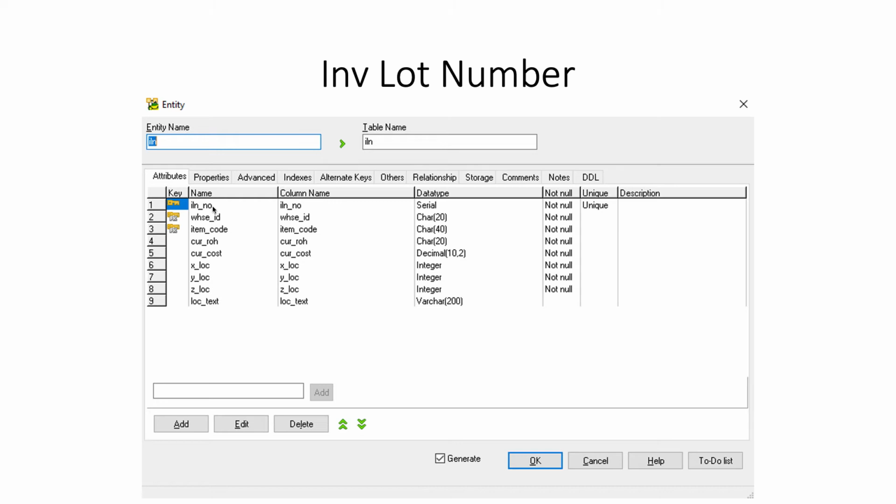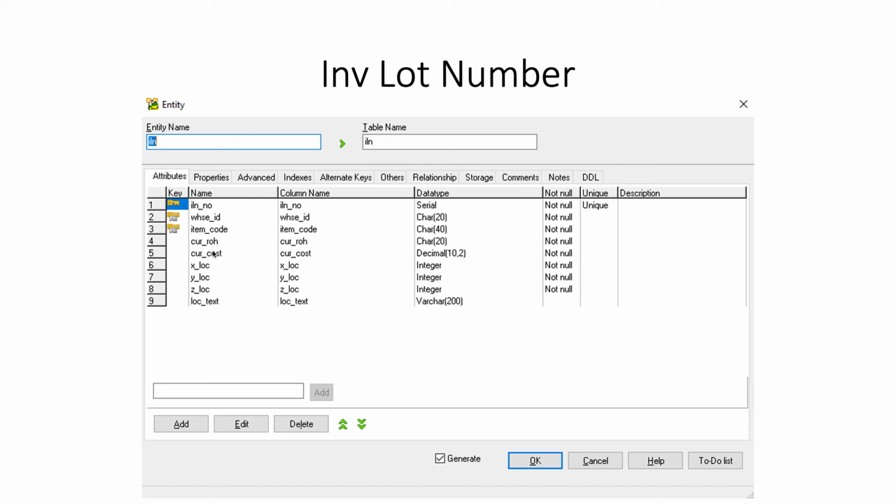Whenever we receive something, we're going to receive it and create an ILN. It's going to be in a warehouse, and it's going to be for an item code, and we're going to know how many we currently have, rack on hand, ROH, and what's the current cost. So if we receive 10 at $10 a piece, we would have 10 here and 100 there.